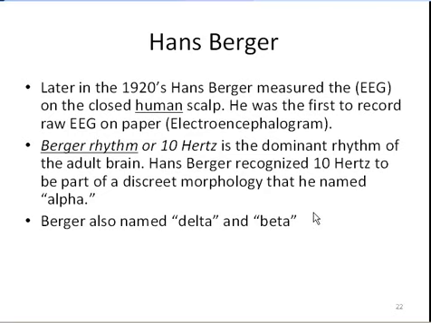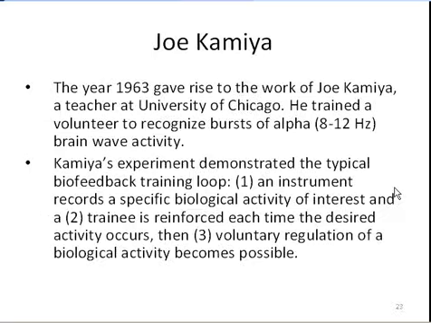When we start a history of neurofeedback, we're thinking first of Hans Berger. In the 1920s, he was the first one to measure the EEG on the closed human scalp. He was the first one to create the electroencephalogram, that is the raw EEG on paper. Berger rhythm, or 10 Hertz, was discovered by Hans Berger. He recognized that 10 Hertz is the dominant rhythm of the adult brain and that alpha was the discrete morphology that is best seen with eyes closed. He also named other brainwave morphologies such as delta and beta.